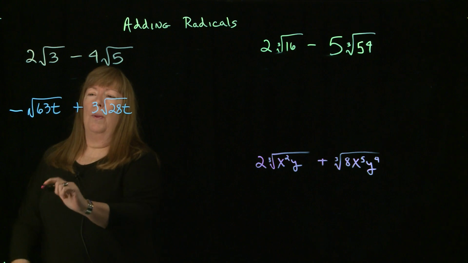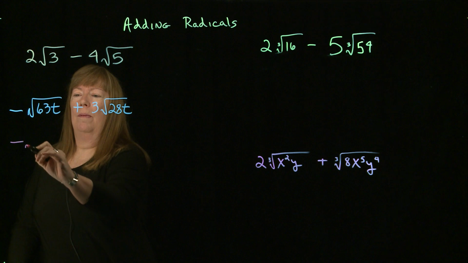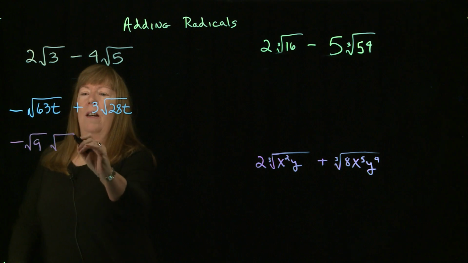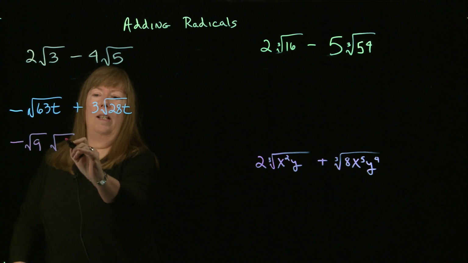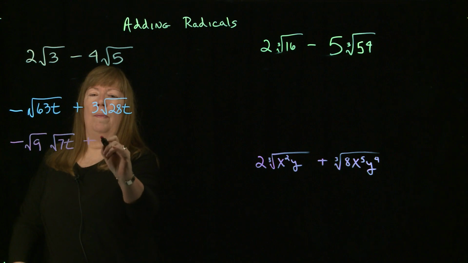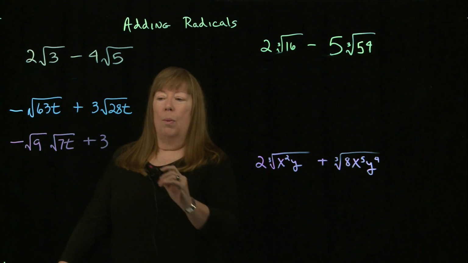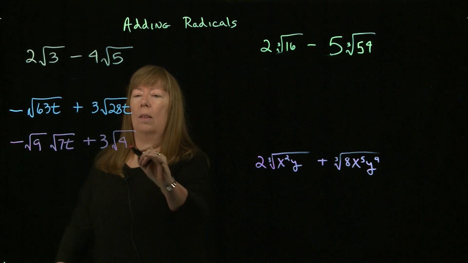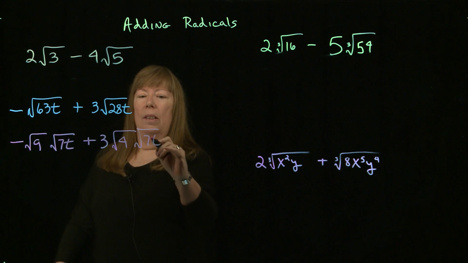Let's see, 63 has a perfect square factor. That would be 9. And what would be left over? If I divided out a 9, it would be 7t. 28 has a perfect square factor also. That would be 4. And what would be left? 7t.